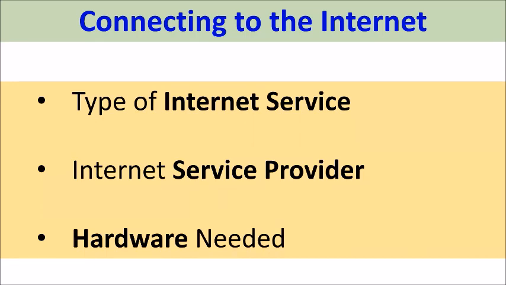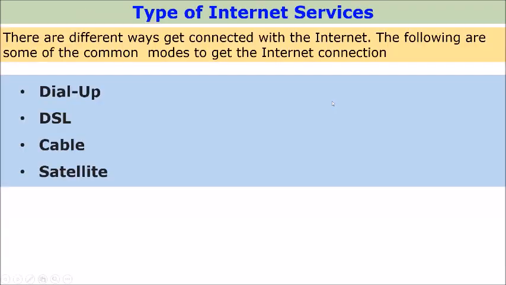What internet services are available around you? You want to look at this here. There are different types of internet services available. Then you want to determine which internet service you are going to get. It may be dial-up, DSL, cable connection, or satellite. These are the most common types of internet services available around your area.